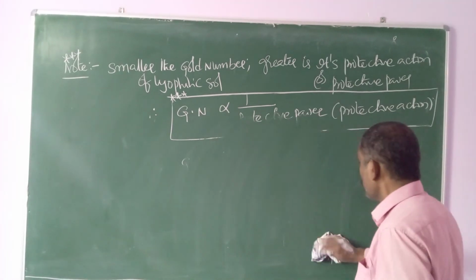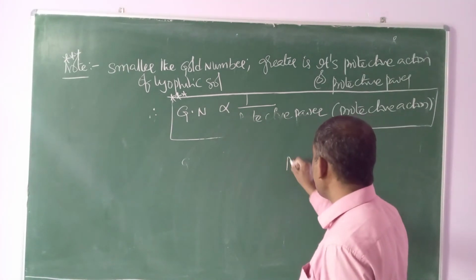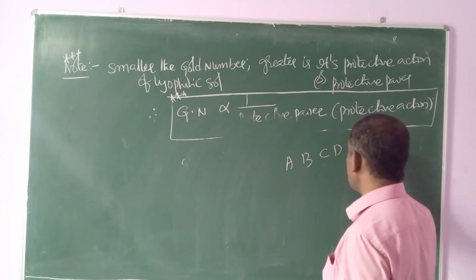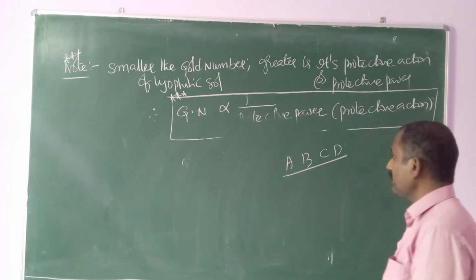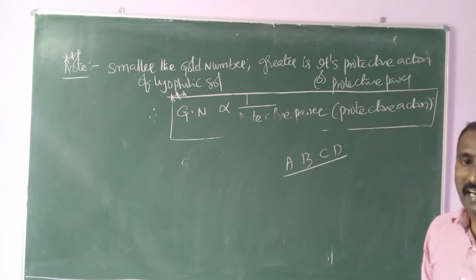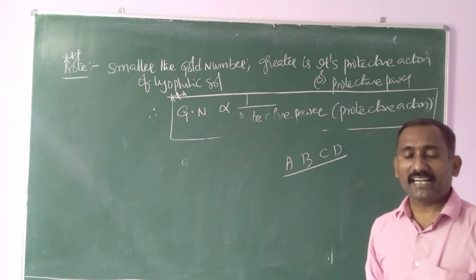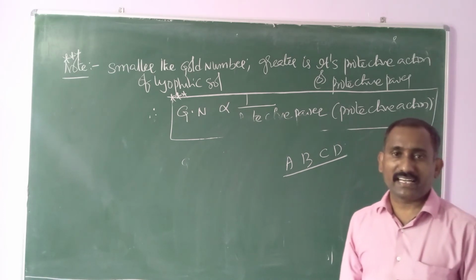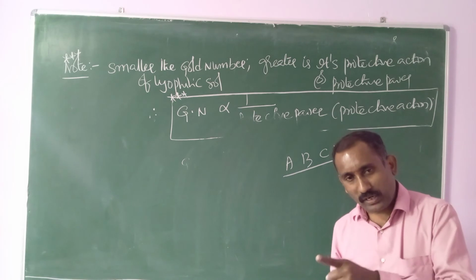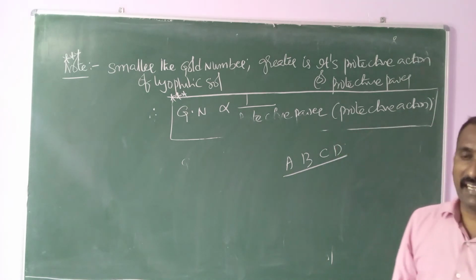Sometimes in the JEE exam, they will give four colloids, A, B, C, D, lyophilic sols. For the four lyophilic sols, they will give the gold number and ask which has more protecting power and which has less. Gold number and protecting power are inversely related.